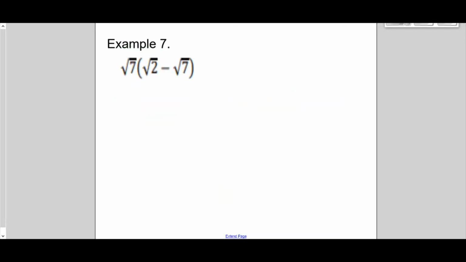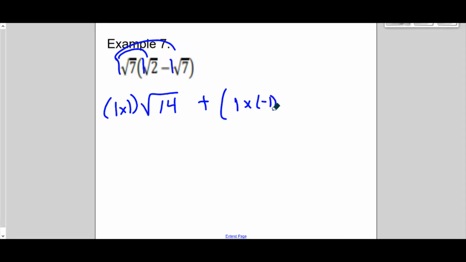So example 7, I have square root of 7 times the square root of 2 minus the square root of 7. Again, I'm just going to show the ones out front just so that we remember that there's a 1 there. So I'll do 1 times 1. When I distribute the first time here, I'll do square root of 7 times 2. 7 times 2 is 14. Plus 1 times negative 1 times the square root of 7 times 7.